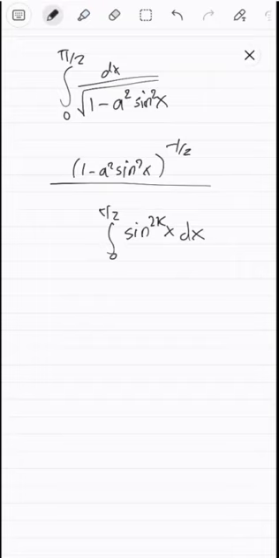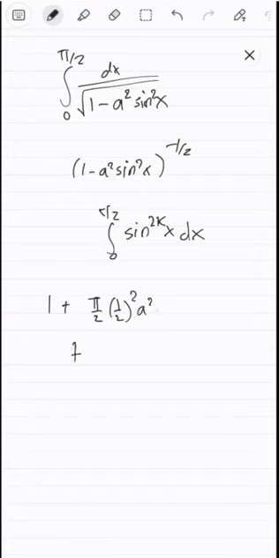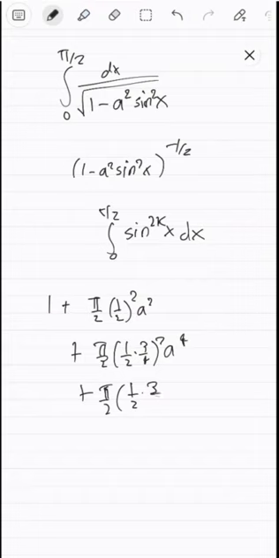And yes, I did find out what the integral of this thing will be. So the final answer that I got was 1 plus pi upon 2 times (1 upon 2) squared times a square plus pi upon 2 times (1 upon 2 times 3 upon 4) squared times a power 4 plus pi upon 2 times (1 upon 2 times 3 upon 4 times 5 upon 6) squared times a power 6, and then so on, right?